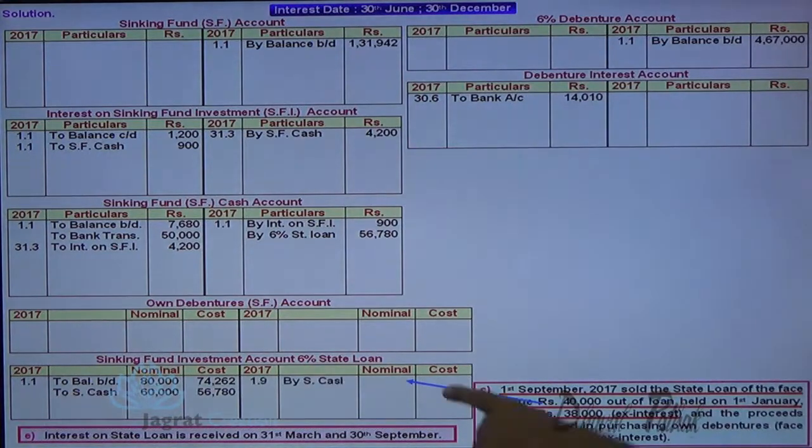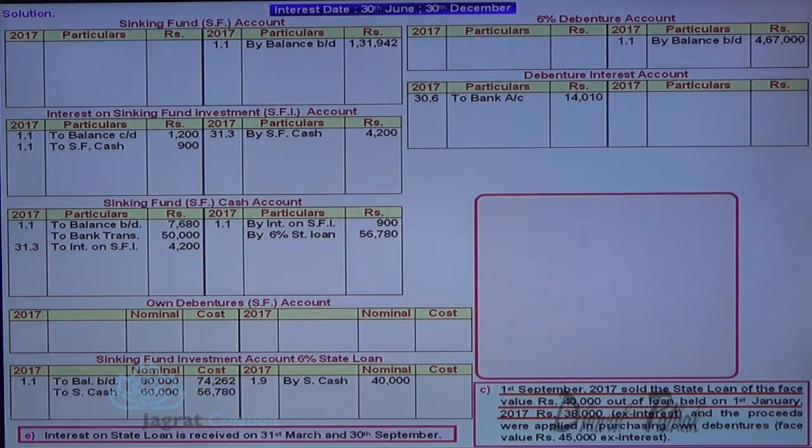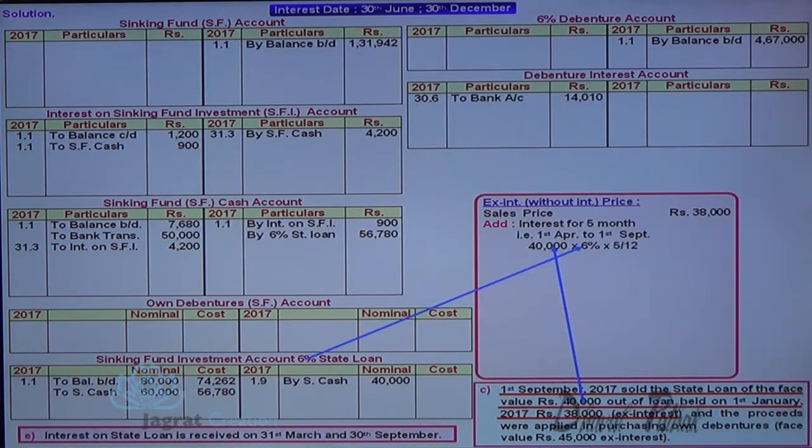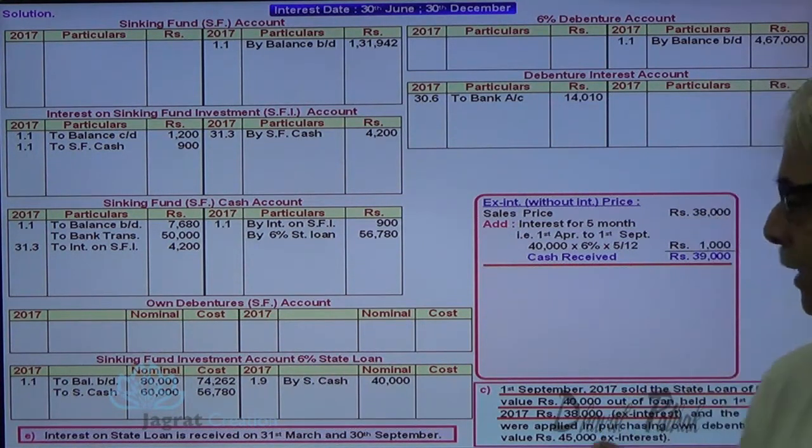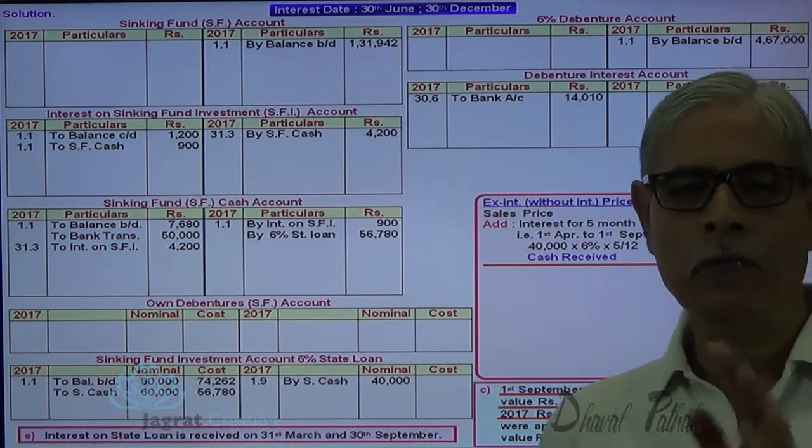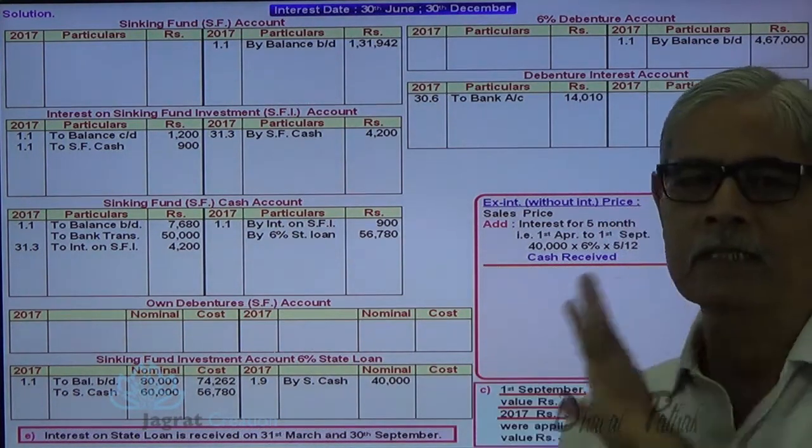40,000 is the nominal value. Now ex interest, sales value is 38,000. But when it was sold, I have received the interest for 5 months. As I told you, that is from 1st of April to 1st of September. So 40,000 into 6% into 5 by 12, this is the interest received. So these are the proceeds. 39,000 is the cash that has been received at the time of sale of this 40,000 face value 6% state loan.